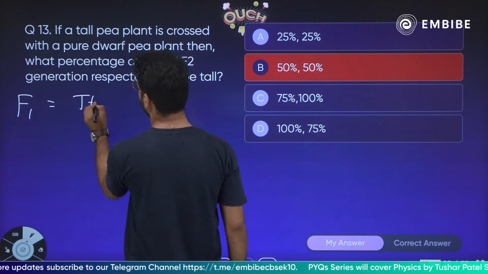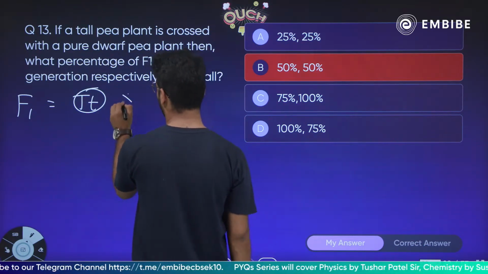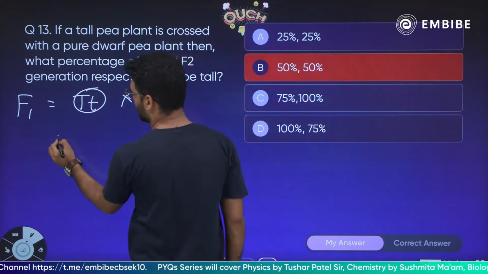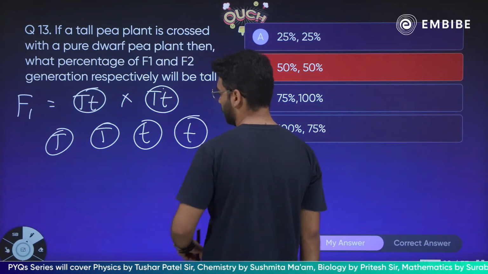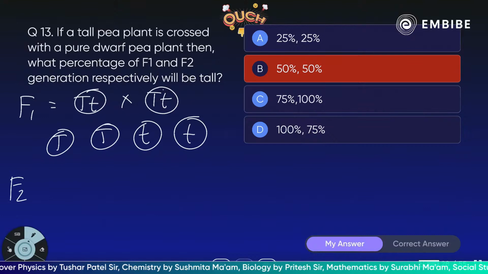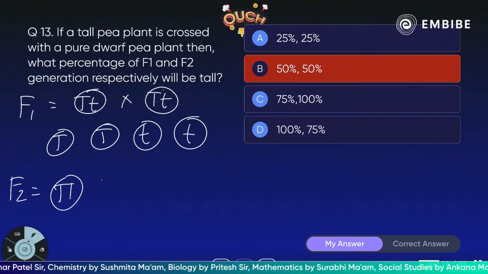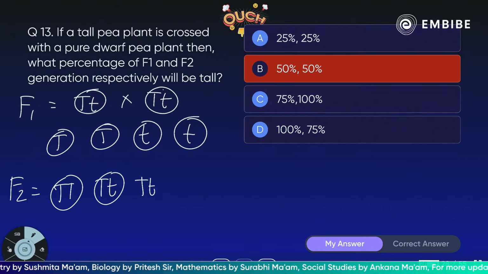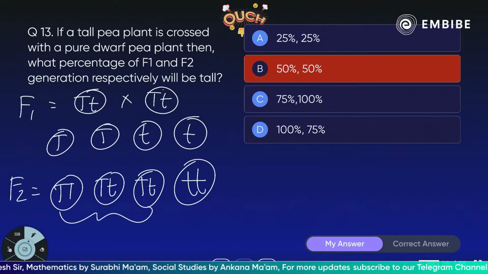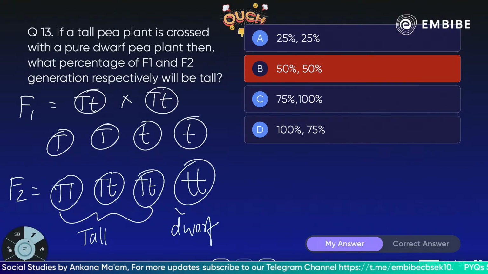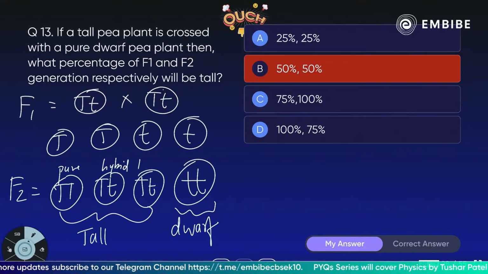F1 will be T. अब जब मैं इसका सेल्फिंग करूंगा T with T, तो मेरे पास है T and T. जब मैं इनका सेल्फिंग करता हूं तो मुझे मिलेगा F2 टू बी TT और TT, यानी कि ये तीनों है टॉल, ये है मेरा ड्वार्फ. ठीक है, ये है प्योर टॉल, ये है हाइब्रिड टॉल, ये है हाइब्रिड टॉल और ये है प्योर ड्वार्फ.